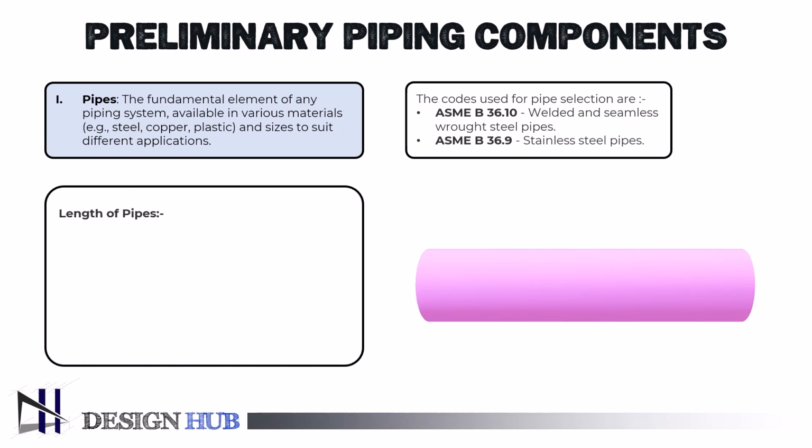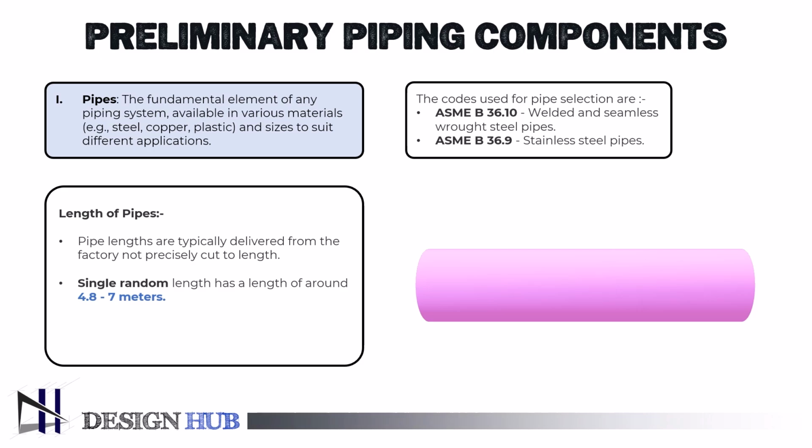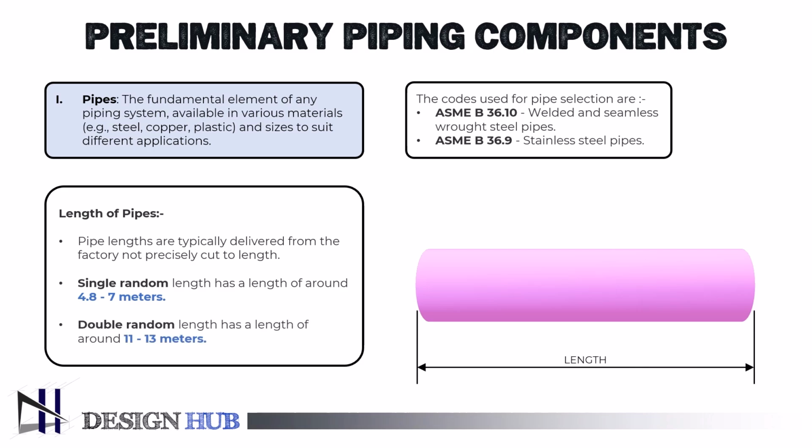Usually, pipe lengths are not precisely cut to length when they are delivered from the factory. Now, an important part is the typical length of pipe that is manufactured. It is divided into two parts. One is single random, in which pipes are cut and range between 4.8 to 7 meters. Another is double random, in which pipes are cut and range between 11 to 13 meters.